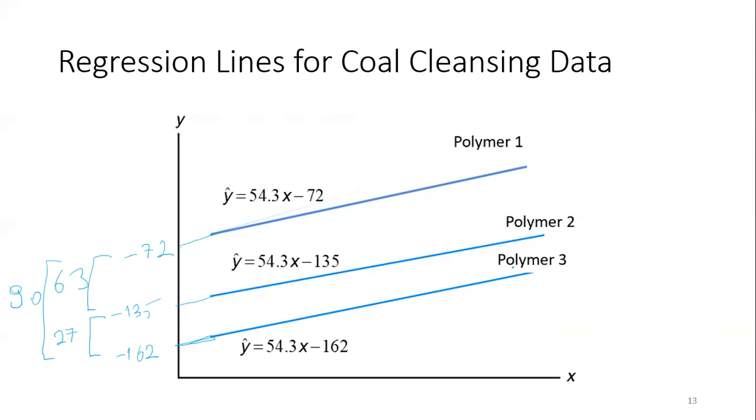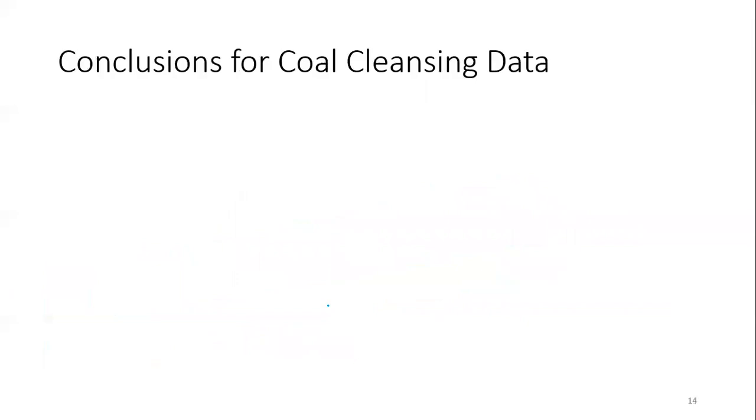So polymer 3 has the lowest intercept. Polymer 2 is just over it. It's parallel to polymer 3, and polymer 1 is just above all of the lines, above the two polymers. Again, it's parallel to the two lines, so their slopes are the same: 54.3, 54.3, and 54.3. The difference is in their intercepts. Okay?